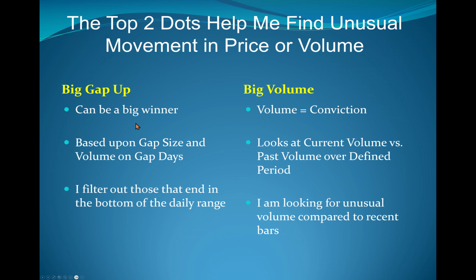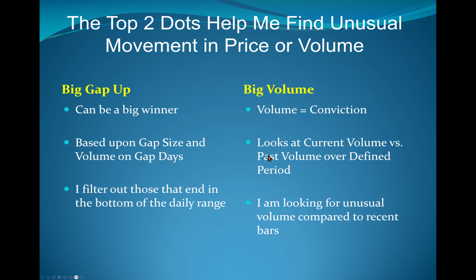These can be big winners based on gap size and volume. I filter out those that finish below the middle on my charts because I want them to finish in the upper half. Big volume, volume equals conviction. I look at current volume versus past volume over a defined period. I'm looking at unusual volume compared to recent bars.